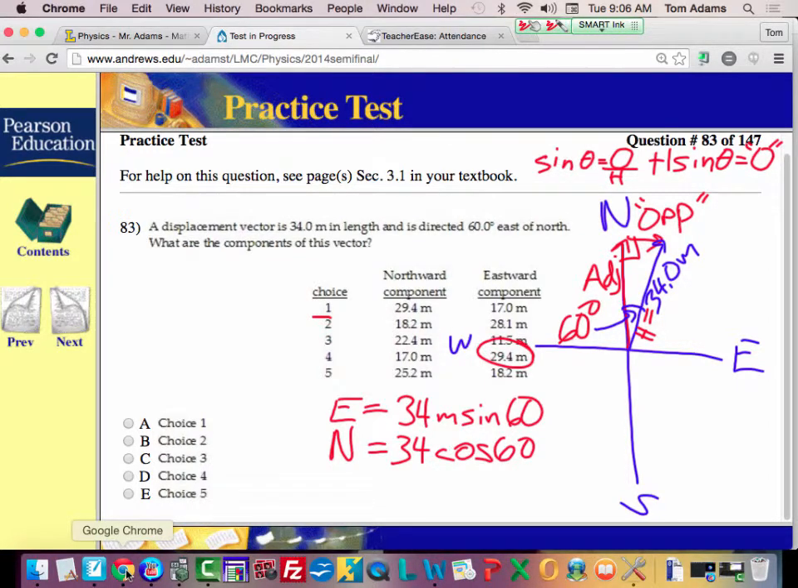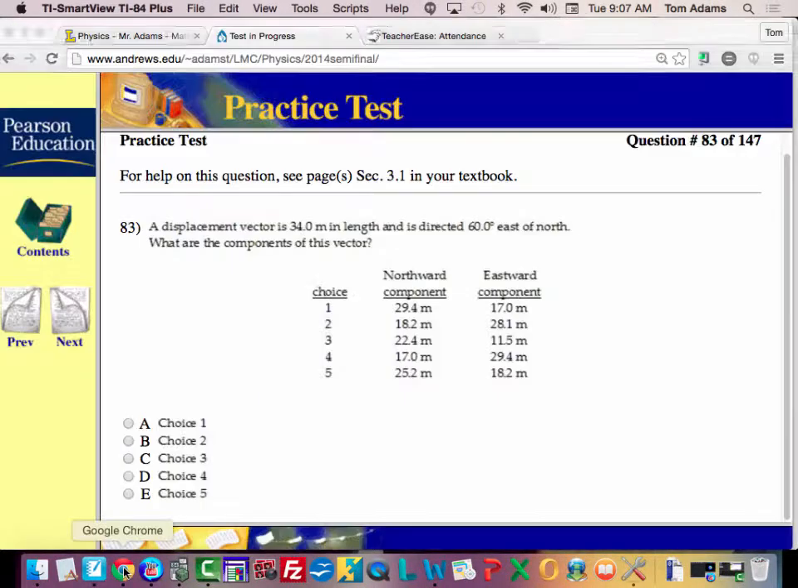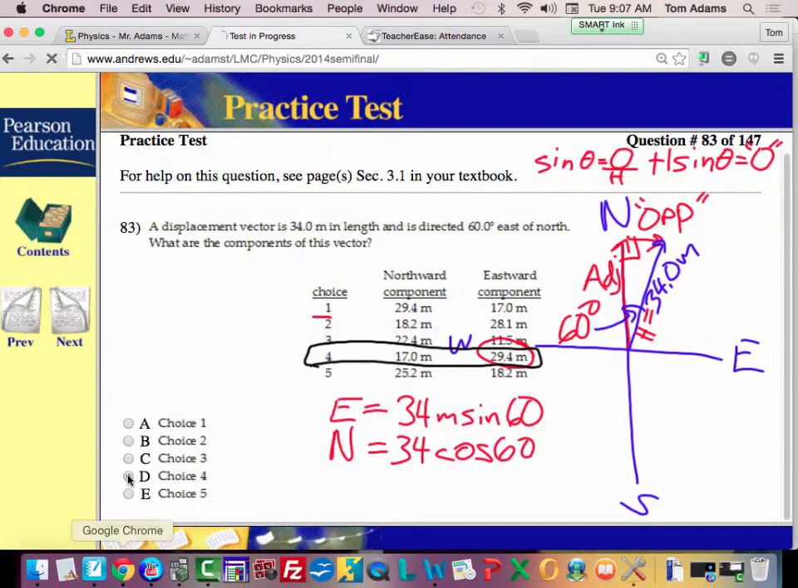And so if I'm doing this right, my next component should be 17, right? Because I think it's this one. I think it's option number 4. Okay, so let's see. We're going to do cosine now. 34 times cosine of 60 degrees. Yep, 17. All right, so I think it's option number 4. Boom.